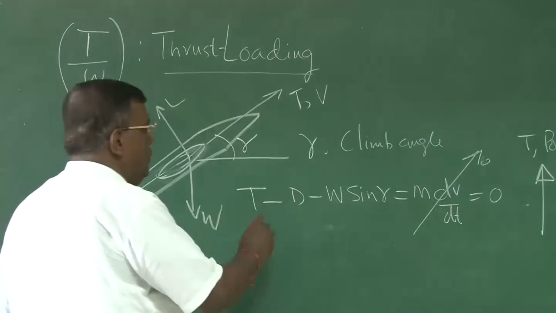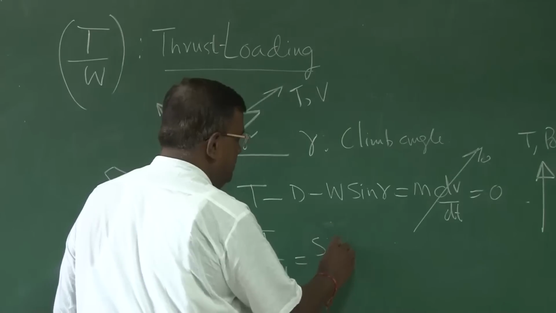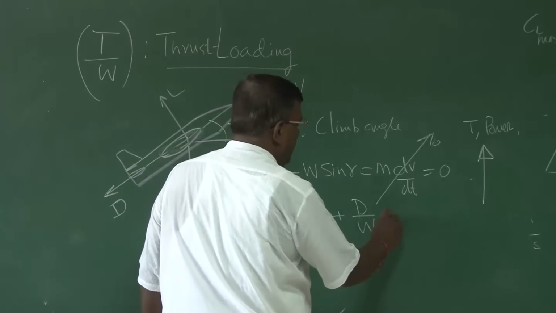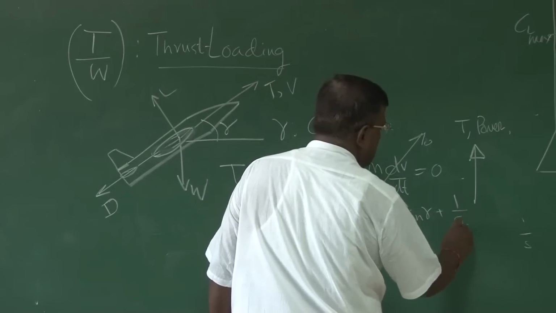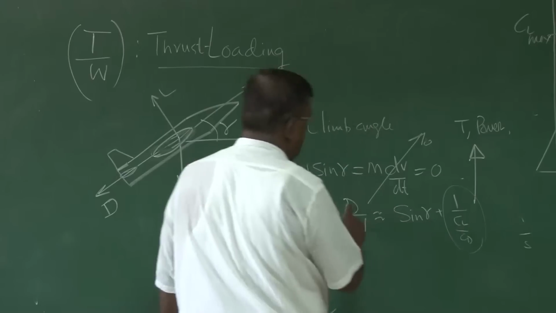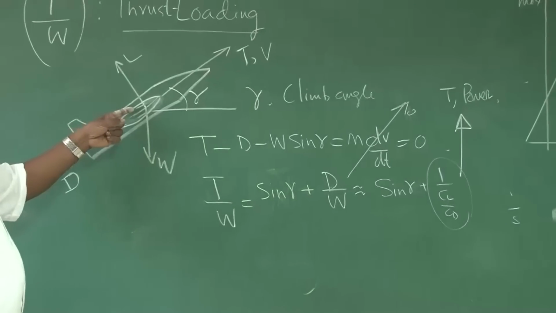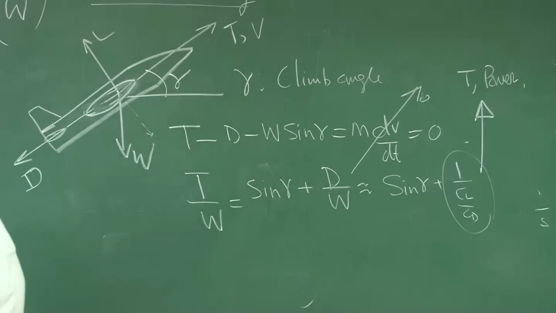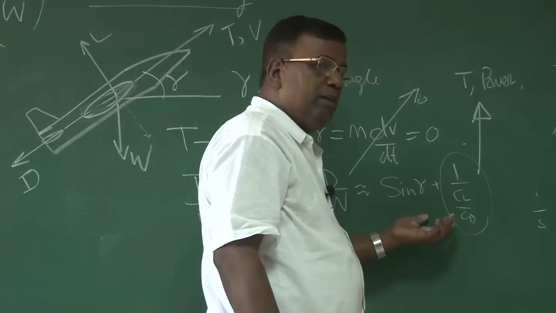Now if I see this equation, I can write T by W equal to sine gamma plus D by W, which I can approximately write equal to sine gamma plus 1 by CL by CD. This part is approximate. I am assuming lift equal to weight. But here you could see lift is not equal to weight. The component, lift will be W cos gamma, but I am assuming gamma small. So I am taking the liberty. Just for a designer, he does many approximations to get a feel for some number.